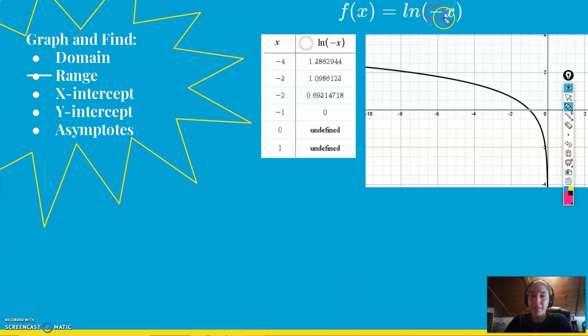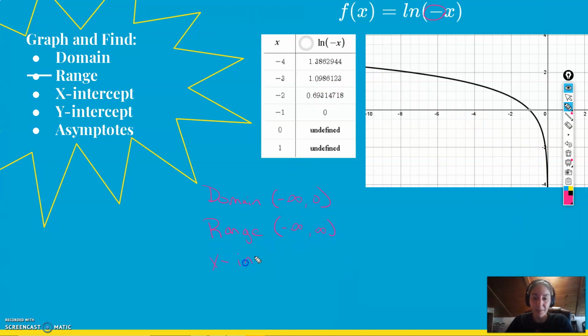So ln of negative x, the domain of this, is going to be defined on all the negatives. See? Once we get to 0, we start being undefined, so it's defined on all the negatives until we get to 0. The range looks like we still go from negative infinity. This is still going to go up. The range is still going to go from negative infinity to infinity.